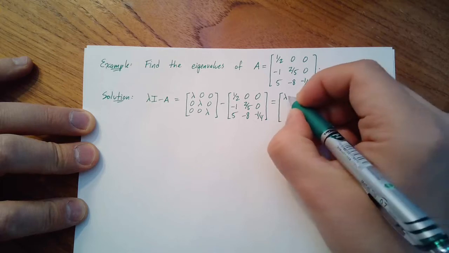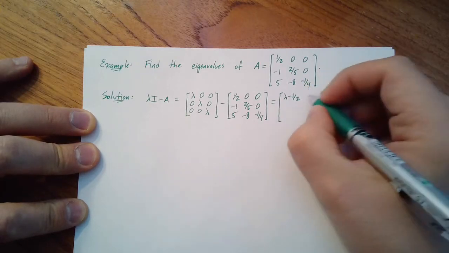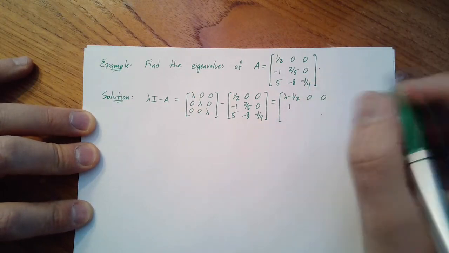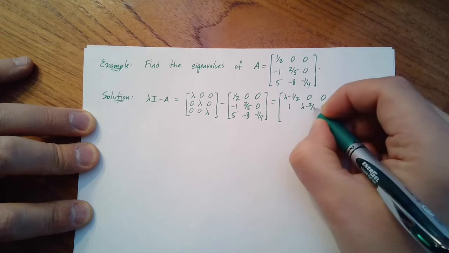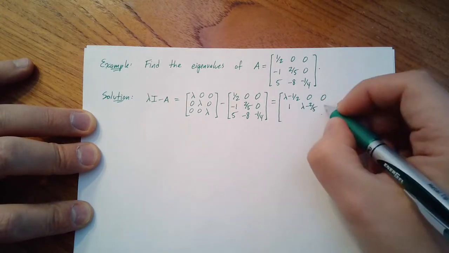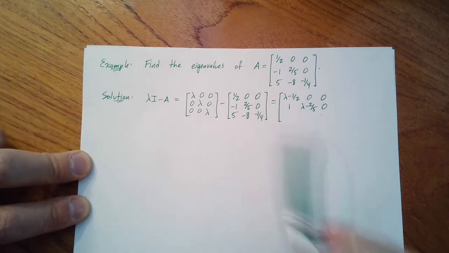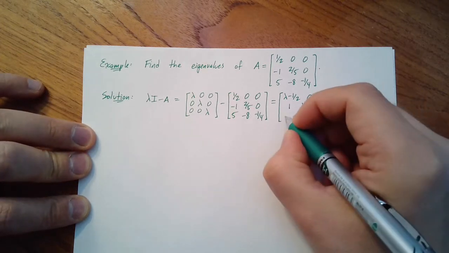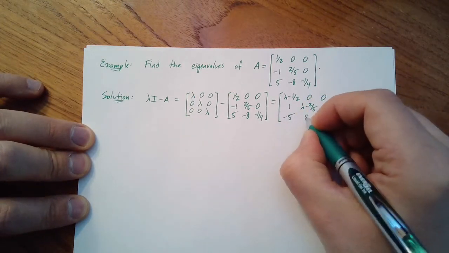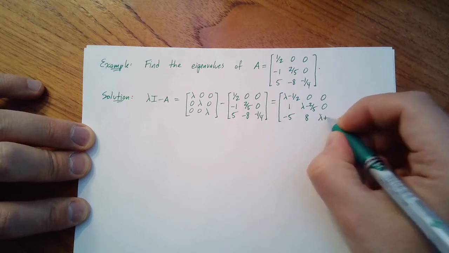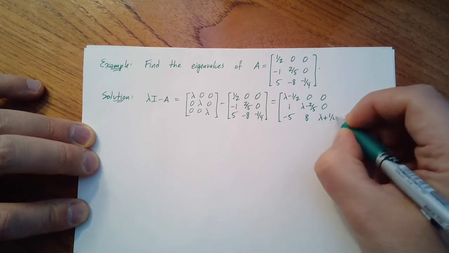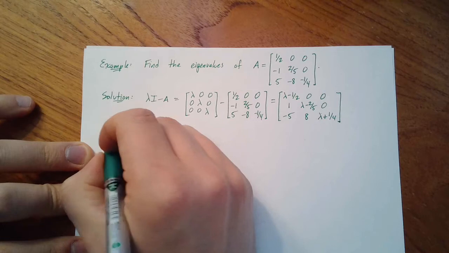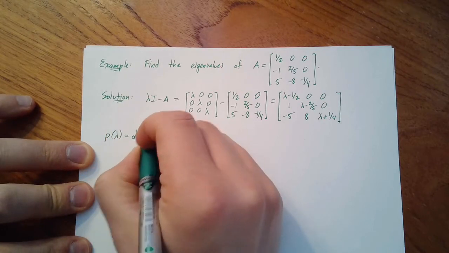and if we actually perform the subtraction, what will we get? We'll get lambda minus a half, and then 0 and 0 for the first row. Second row will be 1, lambda minus 2/5, and then 0. So that's our second row. So remember, that's 3 entries. 1, lambda minus 2/5, and 0. And then our last row will be negative 5, positive 8, and lambda plus 1/4. So that is our lambda I minus A, and now our characteristic polynomial will be its determinant.